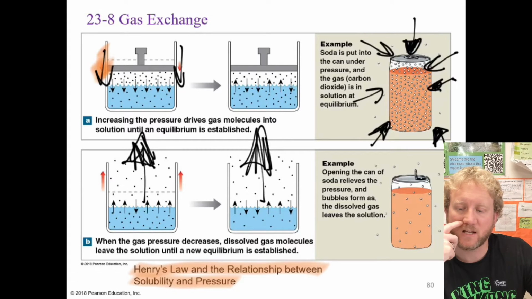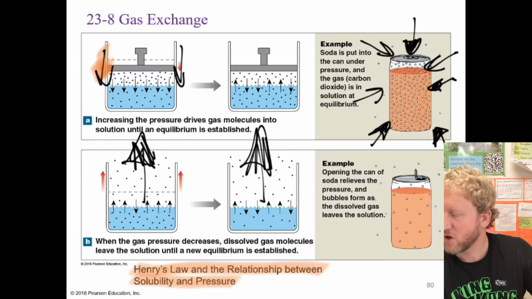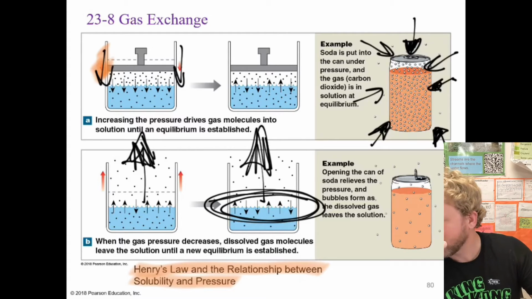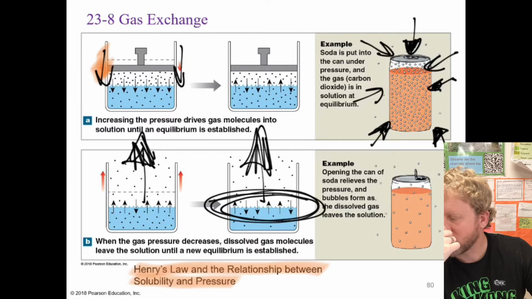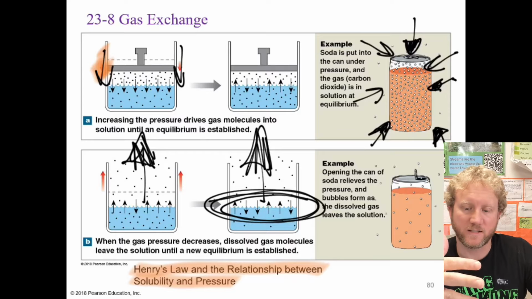So basically, the pressure of the gas dissolved in the liquid is going to be equal to the atmospheric pressure outside of the liquid. And so you're going to have gas molecules coming in and out at the exact same rate. And so the number of gas molecules overall remains constant.